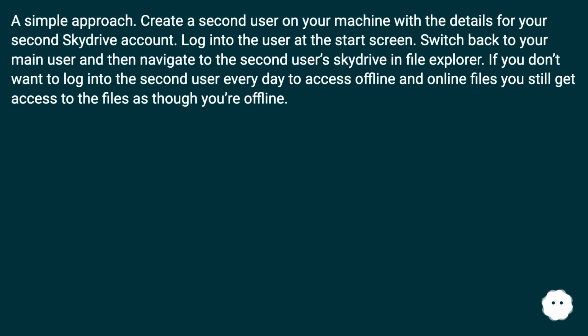A simple approach. Create a second user on your machine with the details for your second SkyDrive account. Log into the user at the start screen. Switch back to your main user and then navigate to the second user's SkyDrive in File Explorer. If you don't want to log into the second user every day to access offline and online files, you still get access to the files as though you're offline.